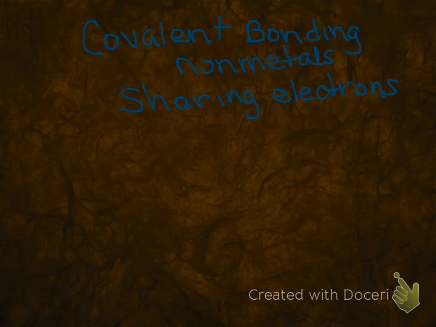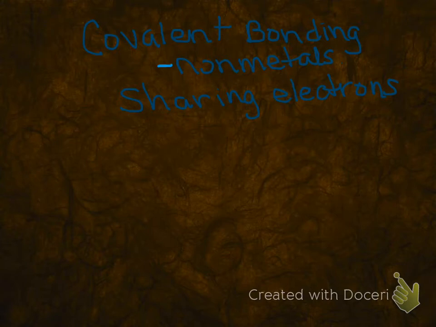And covalent bonding, we haven't done a lot with. Covalent bonding is when we have two or more nonmetals, and it's when electrons are shared between the atoms. Okay. So electrons are shared between the atoms.